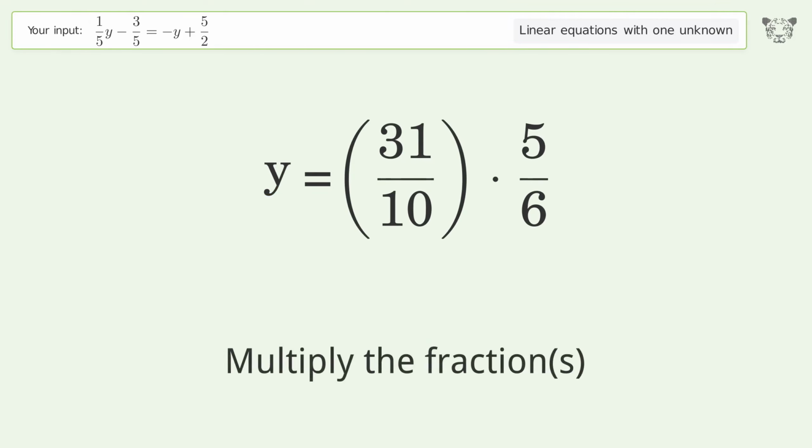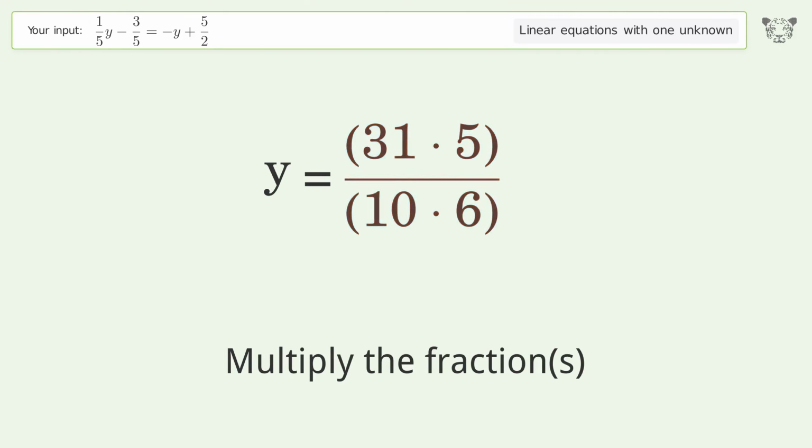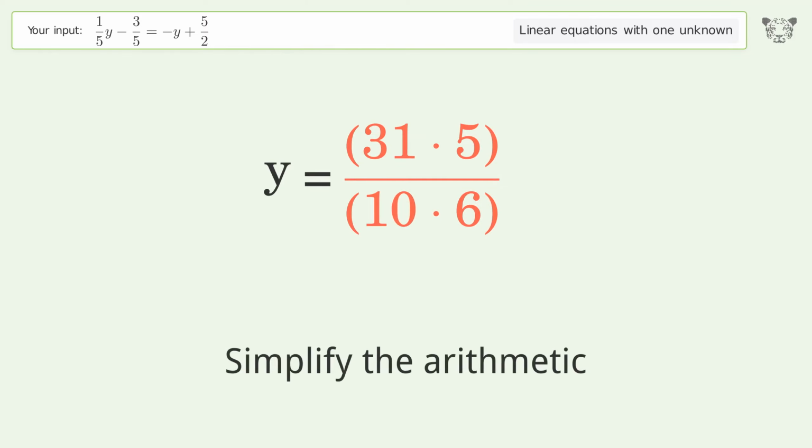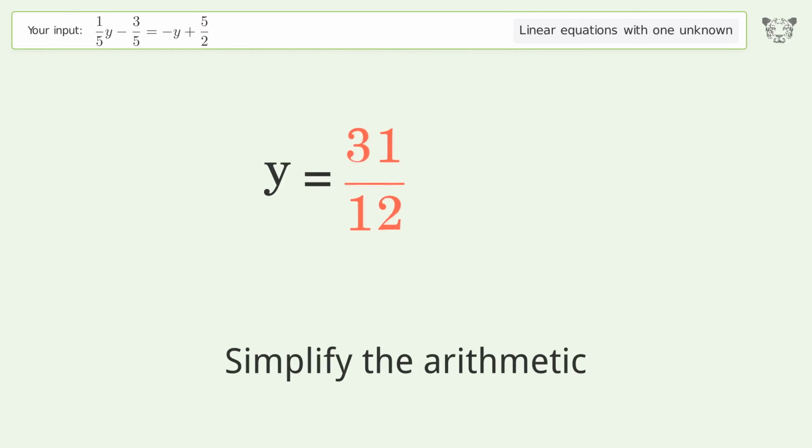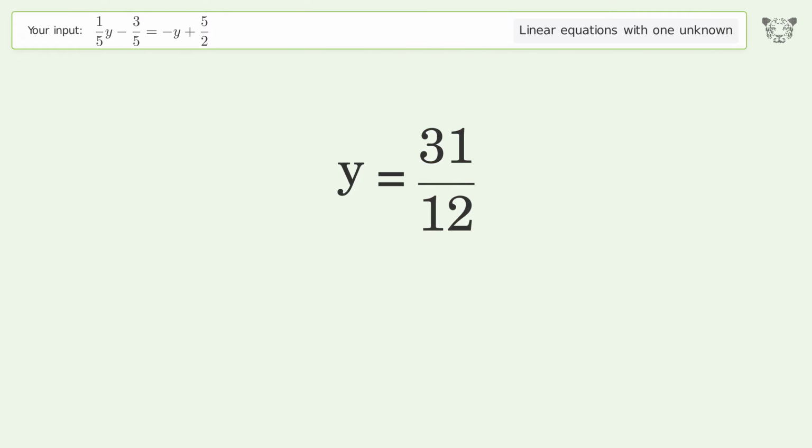Multiply the fractions. Simplify the arithmetic. And so the final result is y equals 31/12.